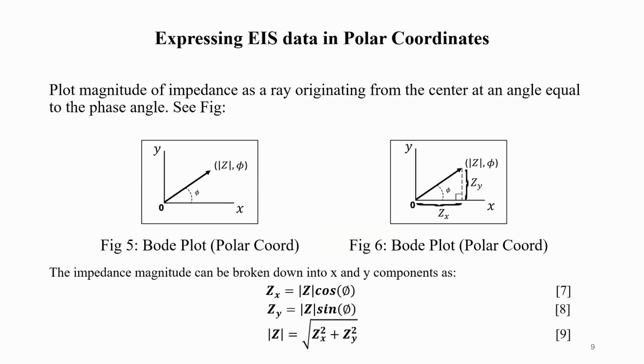In figure C on the right, the same vector is broken into two components, the horizontal real part, which is cos theta, and the vertical imaginary part, which is sin theta. This breakdown is important because electrochemical systems often have both resistive and capacitive behaviors. The real part tells us the pure resistance, and the imaginary part shows reactance from capacitors or inductors. Polar coordinates make this relationship more intuitive. Okay, next please.